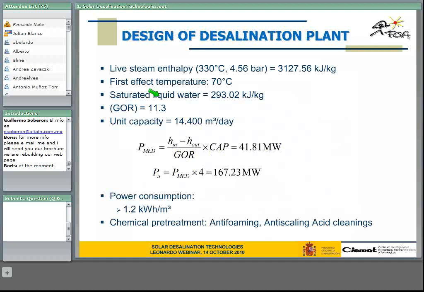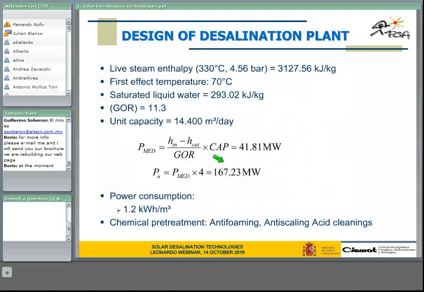So if the plant we decide on has a GOR of 11.3 and the unit capacity is 14,400 cubic meters, that means that the energy that we have to provide to the MED will be given by the enthalpy of the inlet minus the enthalpy of the outlet, divided by the GOR and multiplied by the capacity of the plant. This is that. So this means that for each unit we have to provide about 41.81 megawatts of thermal energy. So if we have 4 units, the total energy to provide will be about 167 megawatts.